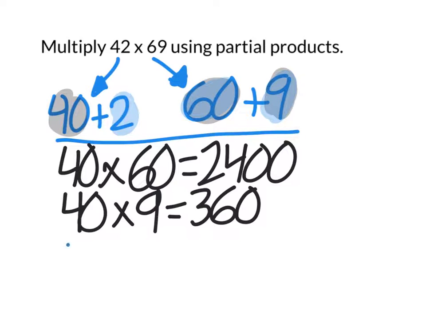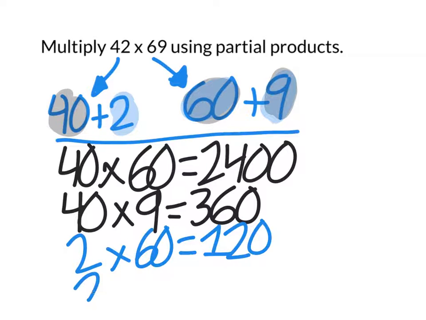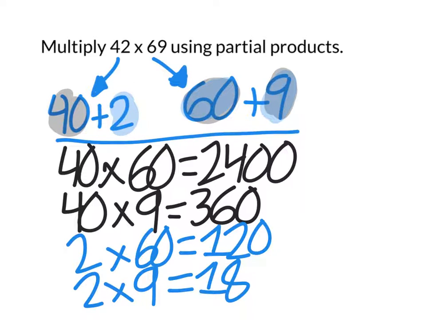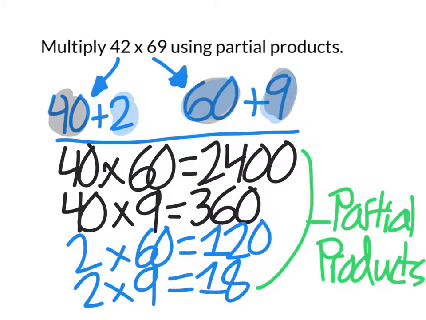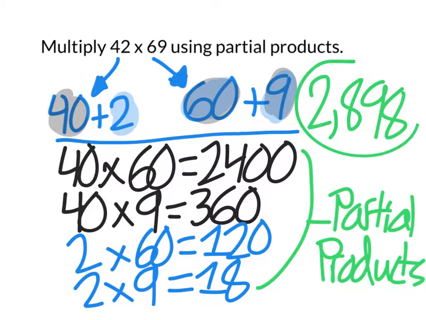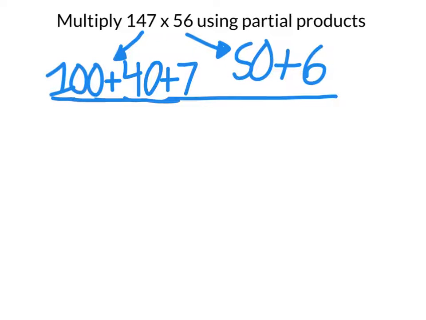So that gets us 2 times 60, which equals 120, and then 2 times 9, which equals 18. Now this gets us our partial products, which when added together gives us the product of 42 times 69. And that product comes out to be 2,898.